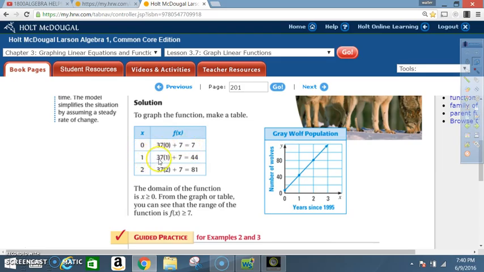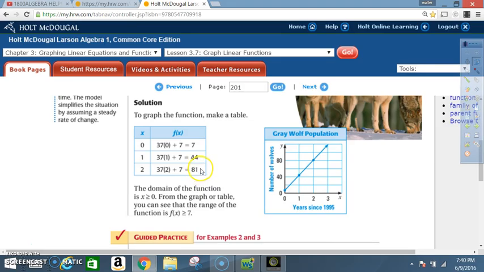Here, x is 1. 37 times 1 plus 7 will give you 44. So when x is 1, y or f of x is 44. When x was 2, you ended up with 37 times 2. 37 times 2 plus 7 would give you 81. So when x was 2, f of x or y was 81.